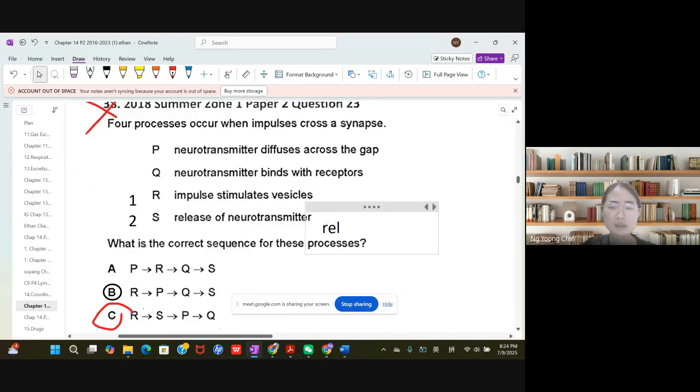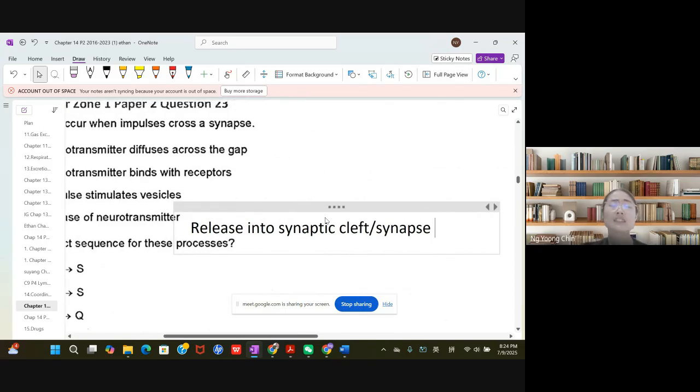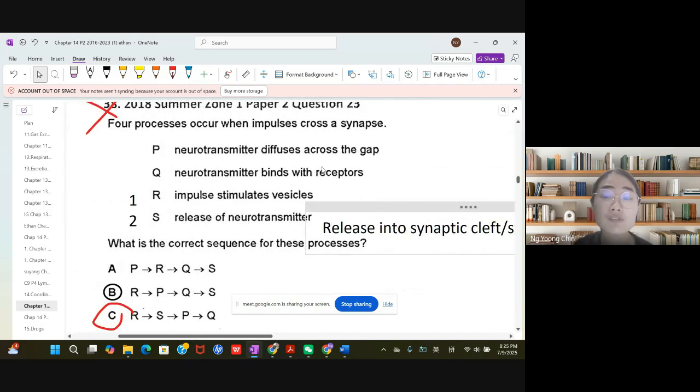They will release into the synaptic cleft, or we call it the synapse, which is the empty space between the two neuron ends. From the presynaptic neuron to the postsynaptic neuron, there is a space. So the neurotransmitter will be released to this space, and then diffuse across the gap and reach the postsynaptic neuron, which has receptor proteins on the surface. Then they will produce a response. Okay, so the answer is C.